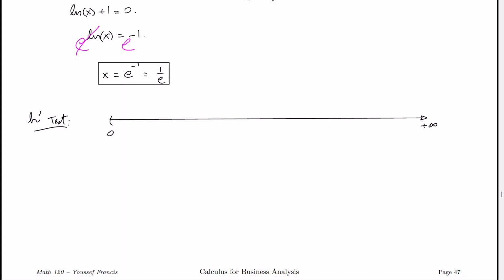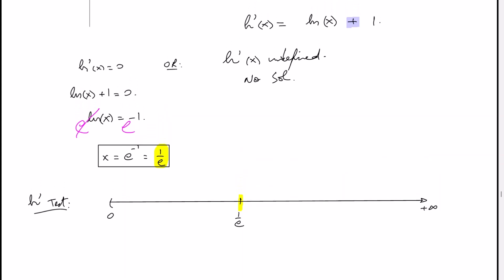The only critical number that I see in my problem is the 1 over e, so I'm just going to put it somewhere in the middle. This is the 1 over e value, and roughly speaking, this is about 0.3. Because remember, e is 2.7 roughly speaking. So now that we found the critical number and we've plotted the number on the number line, we need a test value before and a test value after.